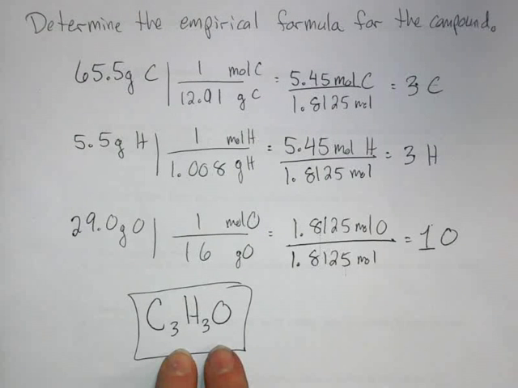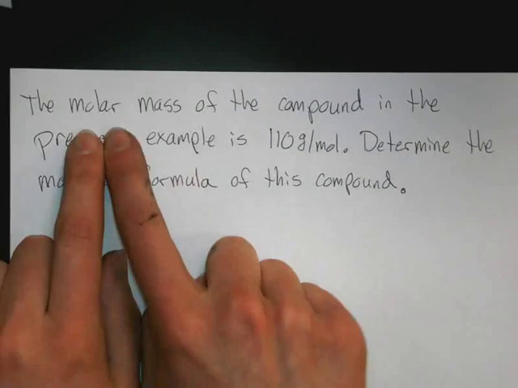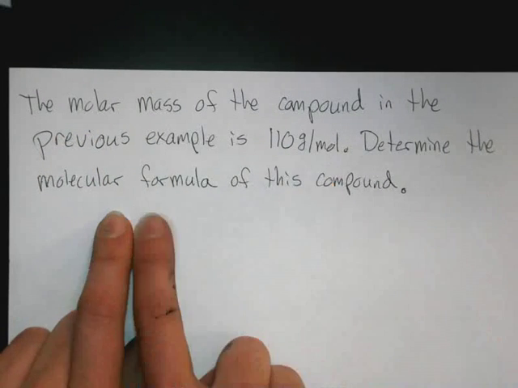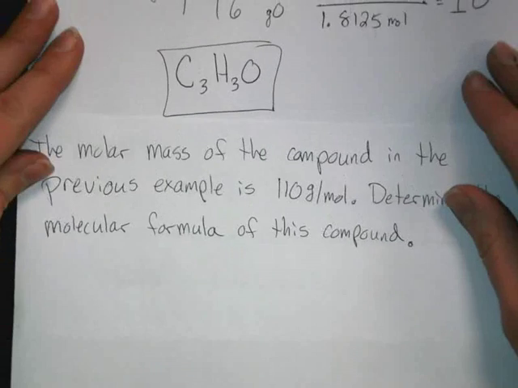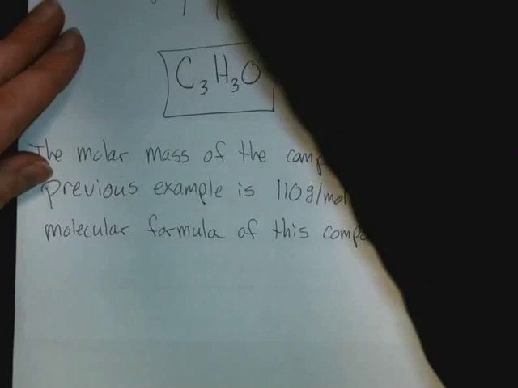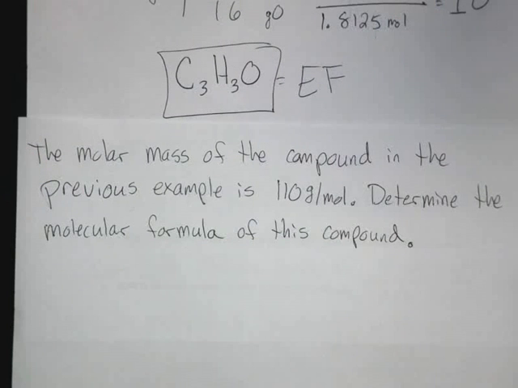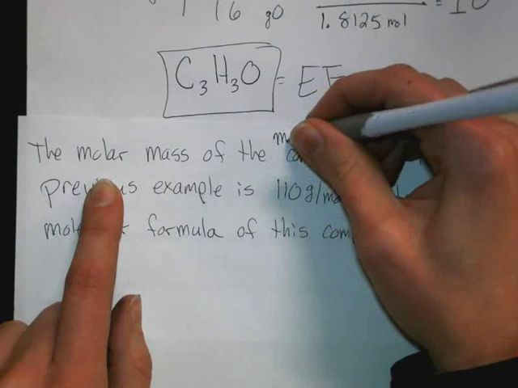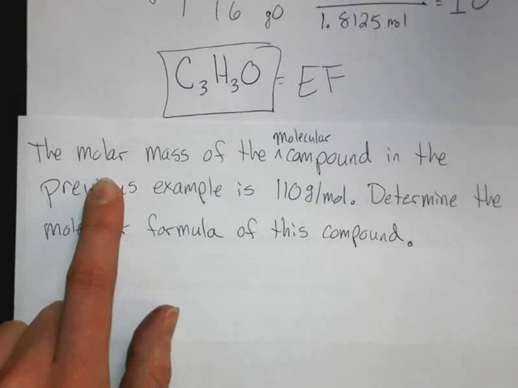So let's use this same example from up here, C3H3O, and let's look at calculating molecular formula. So the molar mass of the compound in the previous example is 110 grams per mole. Determine the molecular formula of this compound. Okay, we have C3H3O, that's our empirical formula for our unknown compound. Now, when it says the molar mass of the compound, it is talking about the molecular compound, not the empirical compound.